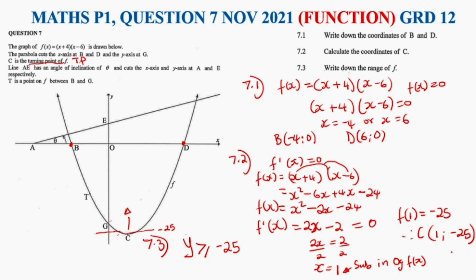So therefore, what the examiner is simply asking you is from which values of y will the graph be there. Okay, so the graph will be there in any values including minus 25 going upwards. I hope that's clear, guys. Most of us will lose a mark or 2 when it comes to such questions. Okay, so let's go ahead to 7.4.